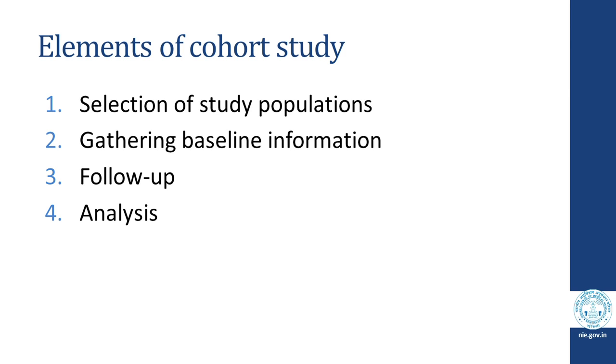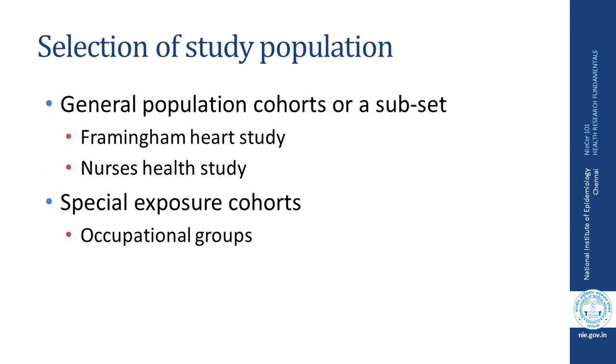These are the four important components of a cohort study. First is selection of the study population, second is gathering baseline information, third is following up this cohort, and fourth is doing the analysis. There could be two approaches to selecting the study population. You could select your cohort from the general population, as was done in the Framingham study, or you could select a subset of the general population, as was done in the Nurses' Health Study. The second approach could be selecting special exposure groups, such as occupational groups.